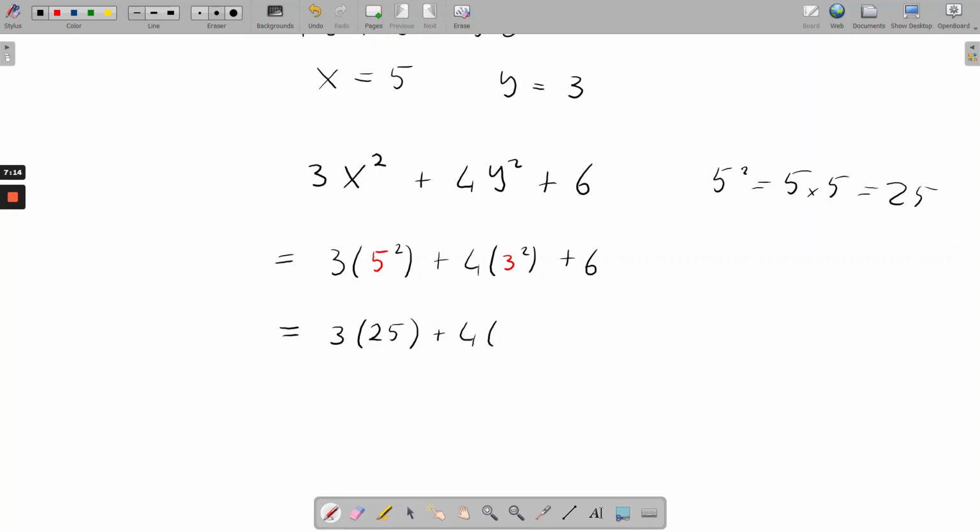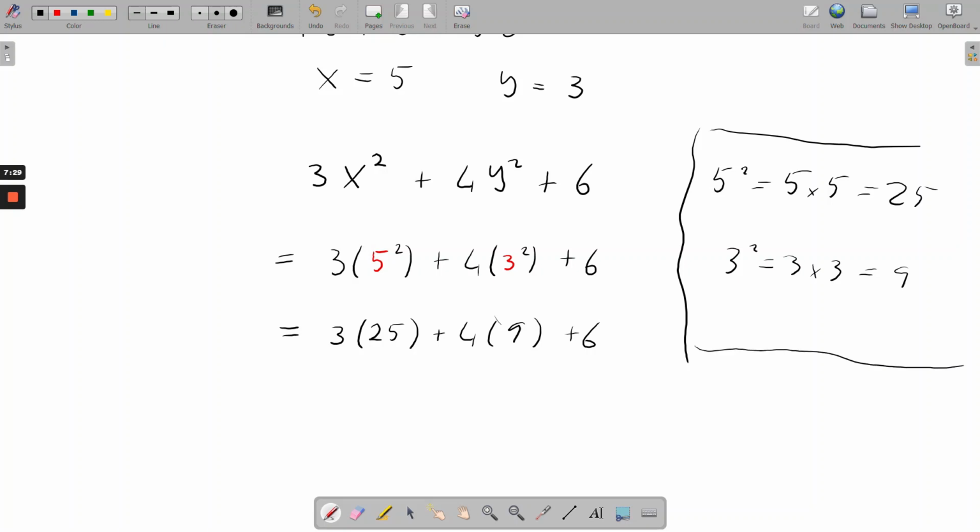Plus 4 times, then 3 squared. 3 squared is equal to 3 by 3, which is equal to 9. So put 9 in here then, plus 6. And just put this aside as rough work across here. So this one then we're going to get 3 times 25 is going to give us 75. 4 times 9 is going to give us 36. Plus 36 plus 6. And that all will give us 117 when we evaluate it.